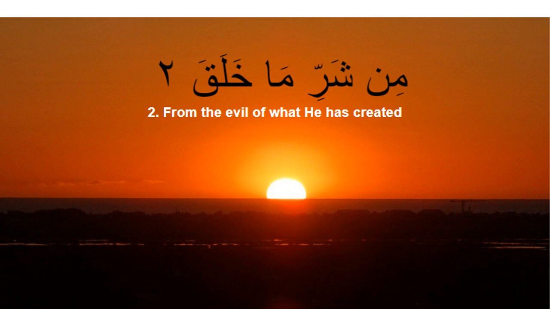Min sharri ma khalaq. And then sharri, the sheen is light. The ra has shadda, so it's like you're saying two ra's, one with sukoon and one with kasra. من شر ما خلق. The meem is also light in ma.